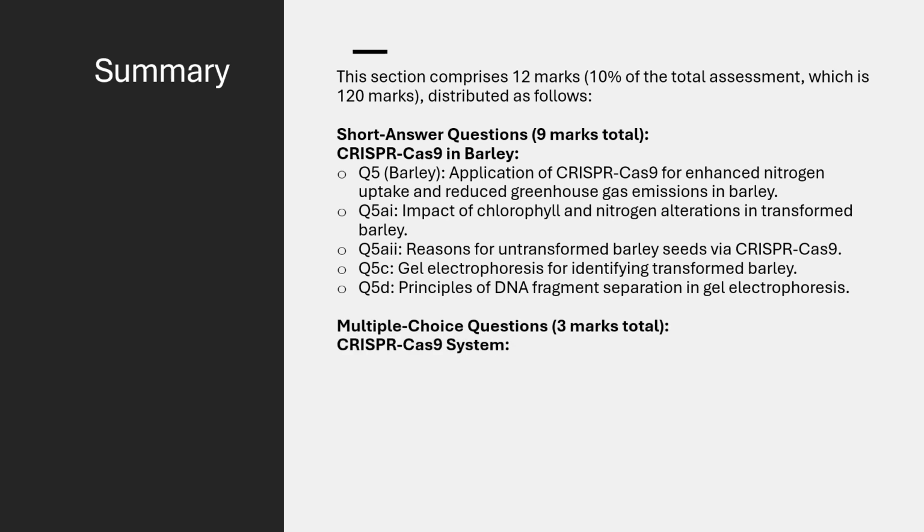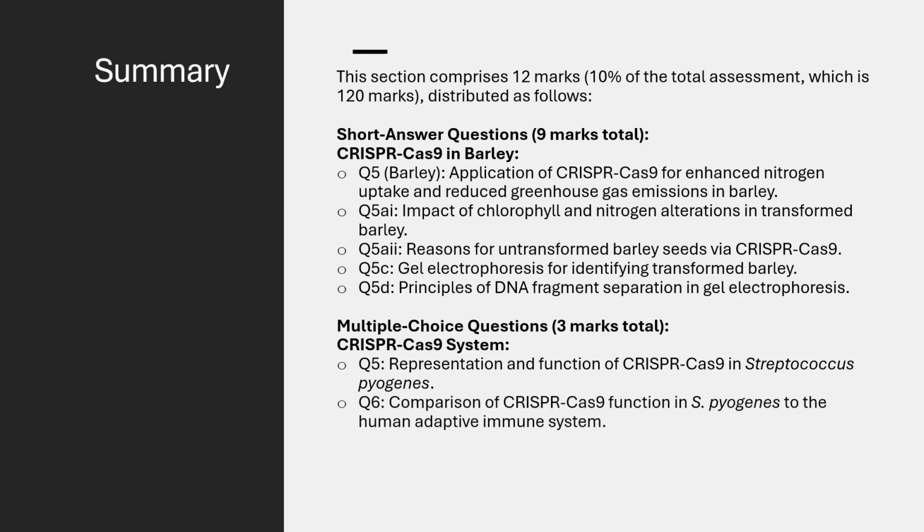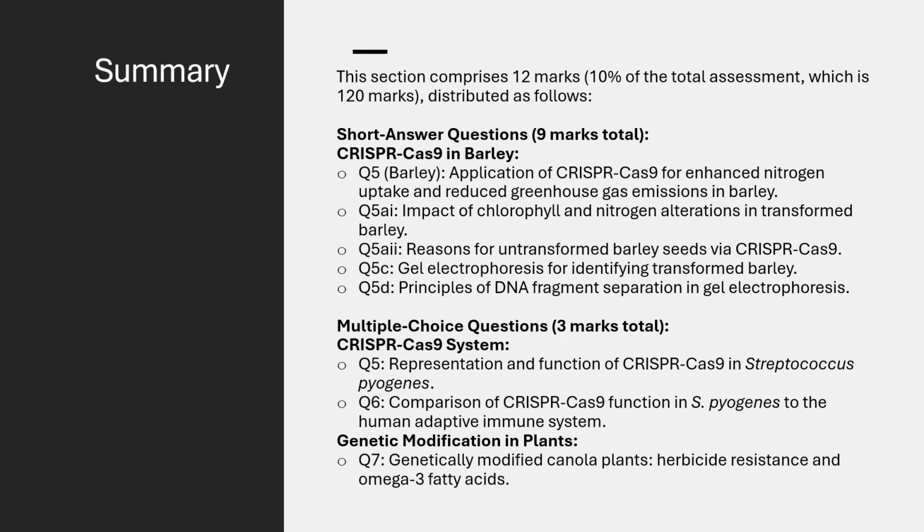Multiple choice questions. 3 marks total. CRISPR-Cas9 system. Question 5. Representation and function of CRISPR-Cas9 in Streptococcus pyogenes. Question 6. Comparison of CRISPR-Cas9 function in S. pyogenes to the human adaptive immune system. Genetic modification in plants. Question 7. Genetically modified canola plants, herbicide resistance, and omega-3 fatty acids.